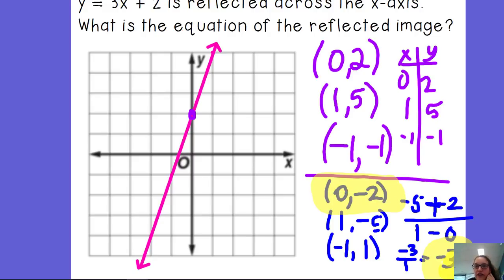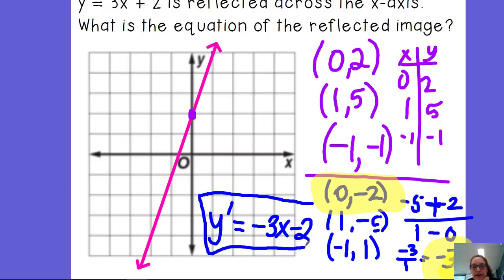So the equation of my new line, I'm going to call it y prime, because remember that little tick mark indicates that we've performed some sort of transformation. We've reflected it or translated it or something. So y prime is going to be negative 3x minus 2. So that's the long way to find the equation of a line if we reflect it over an axis.